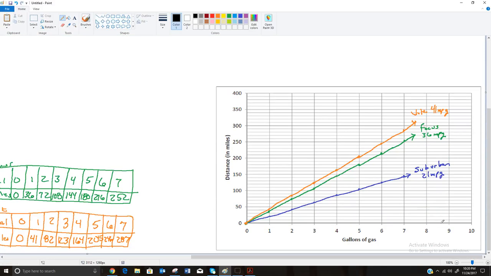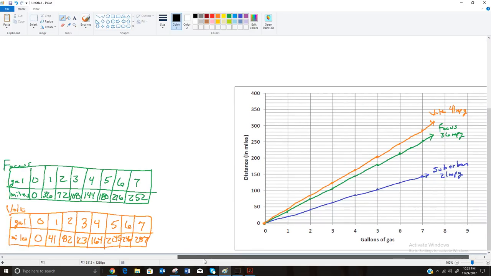If you look at how far each one can go on 7 gallons of gas, well, the Suburban can only go, oh gosh, what was it? 100, not sure if I have that at the right location. No, it looks like it's okay. I got a little off on my lines here. But if you come over 150, the Suburban got 147 miles on those 7 gallons, whereas the Focus got 252 miles and the Volt got 287 miles. So this is a more sloped line, which means it's going to get more miles per gallon, or I'm sorry, more miles on that 7 gallons of gas. And it's just going to continue.